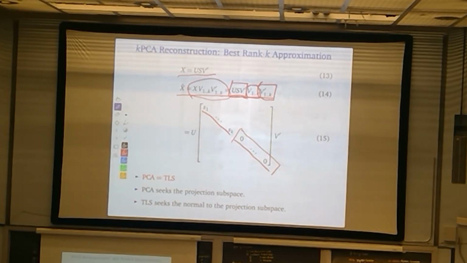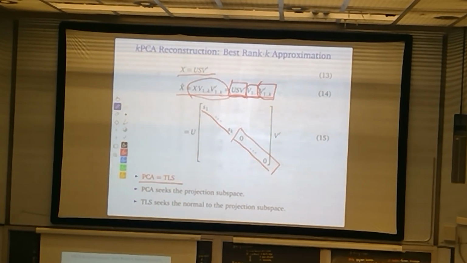Okay, so this is what TLS does, right? The total least squares. So they are equivalent from this point of view. The difference is though, when we do PCA, we are seeking the projection subspace. Each PCA is an axis where you have maximum projection. You want to be in that space. Well, TLS seeks the normal to the projection subspace. It's just the way it parameterizes is different. But it's really the duality. One is looking at the palm, the other is, you know, the backside of the hand. They're equivalent.